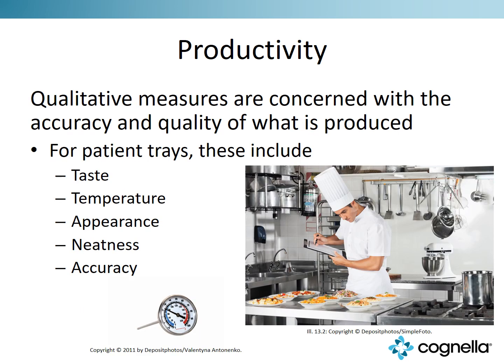Qualitative measures are another area you can look at, and they're concerned with the accuracy and the quality of what's produced. Quality can be a bit subjective, along with taste and temperature. Temperature is really not subjective, but appearance can be subjective, neatness, accuracy. So some of these are really going to vary depending on your menu, as well as the manager's preferences, the patient's preferences, and the like. Temperature is definitely one that's an easy measurement and one that should always be done in a food service environment, keeping track of food temperatures where they should be, even if it's just for a food safety issue, let alone a quality control issue.